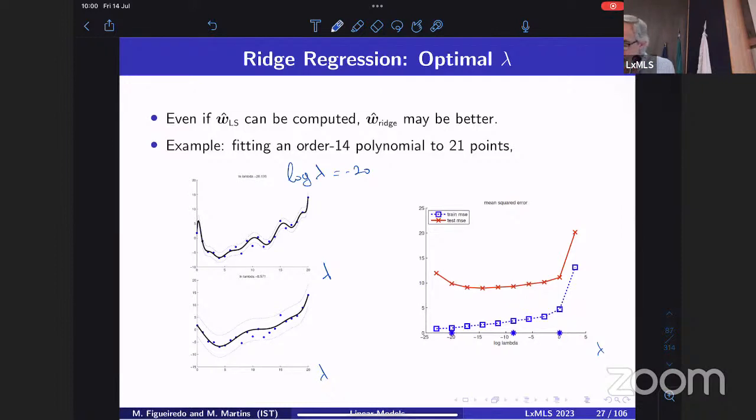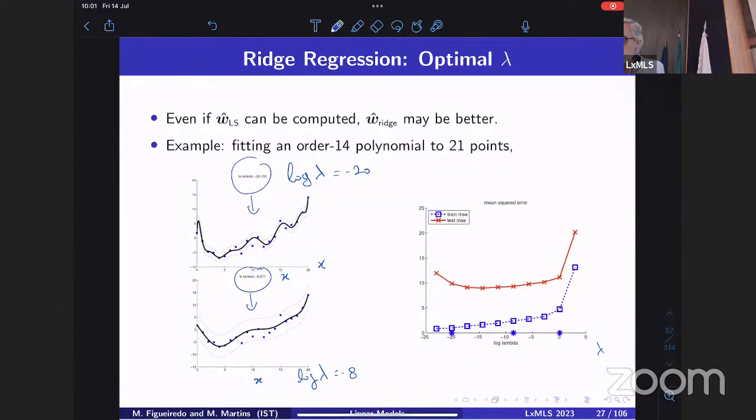In this bottom example, log of lambda is minus 8. So it's a much bigger lambda, and it's a natural log, so lambda is e to the minus 8. And in the above case, it's e to the minus 20. Okay, this is not lambda, of course. This is x. Lambda refers to this plot and to this plot, okay?